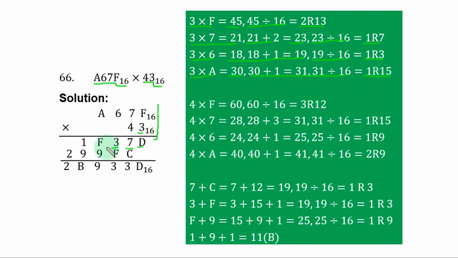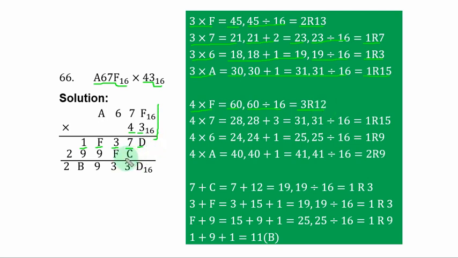So you record F and you take 1 forward in this manner. We are done with 3. We use 4. 4 times F, that is 4 times 15. You have 60. Divide 60 by 16. We have 3 remainder 12. Remainder 12 there implies C.